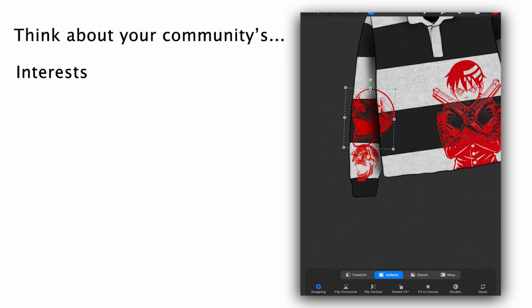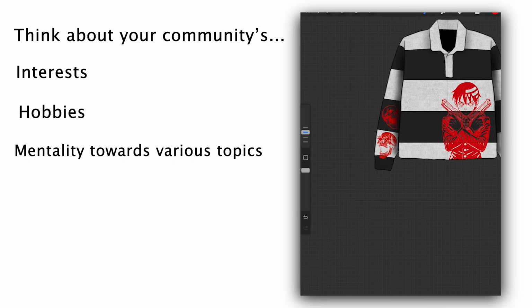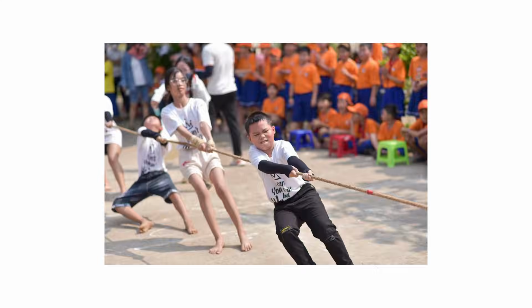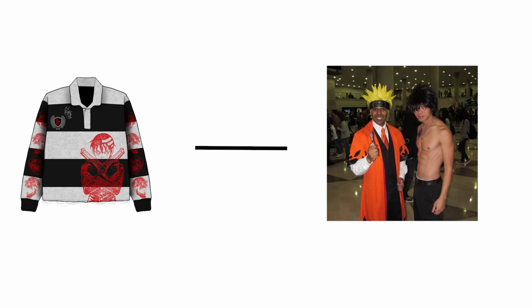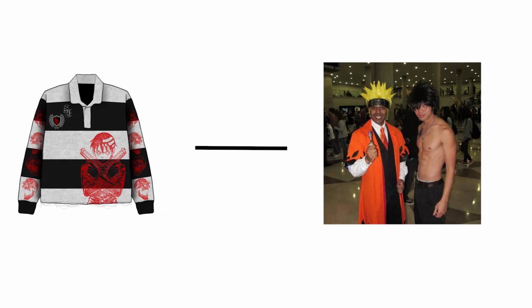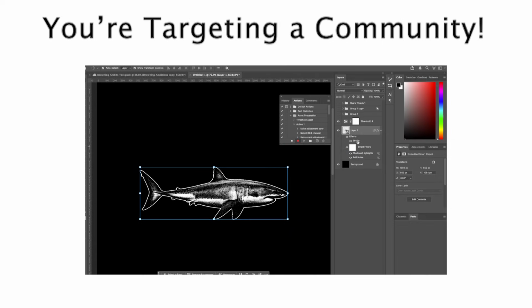Think about what that community you're serving thinks about. Think about their interests, their hobbies, what their mentality is towards certain topics in life. Then you pull from that and use that as inspiration to put on designs. When you do that and you put your clothing in front of those people, they're gonna be more drawn to it because they relate to it. It's literally speaking to them, right? It's a community. That's the essence of a streetwear brand.